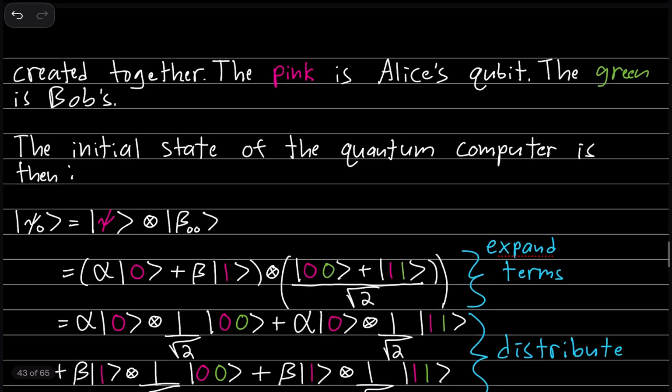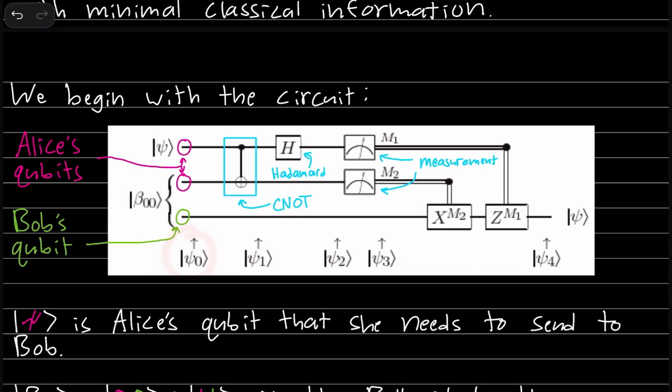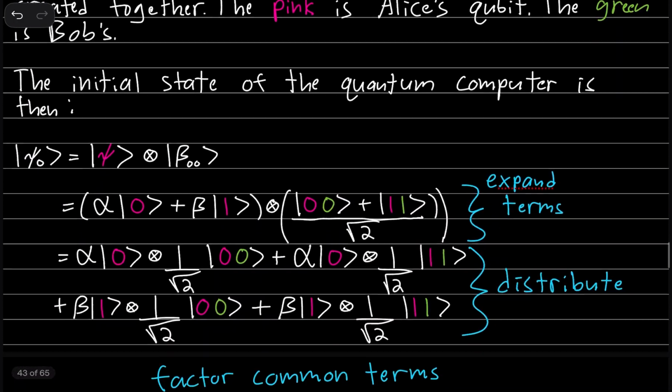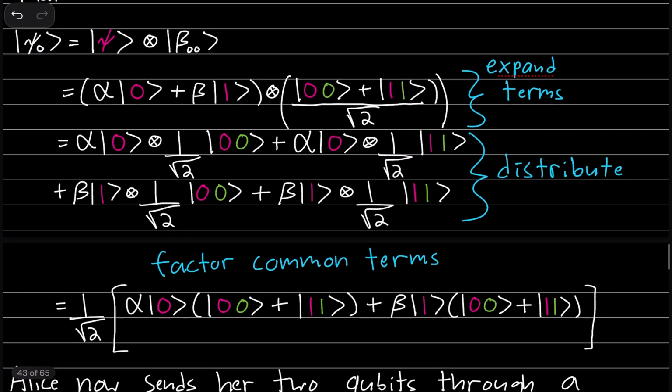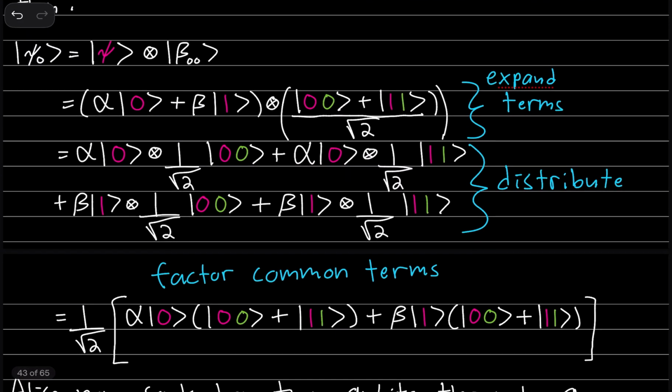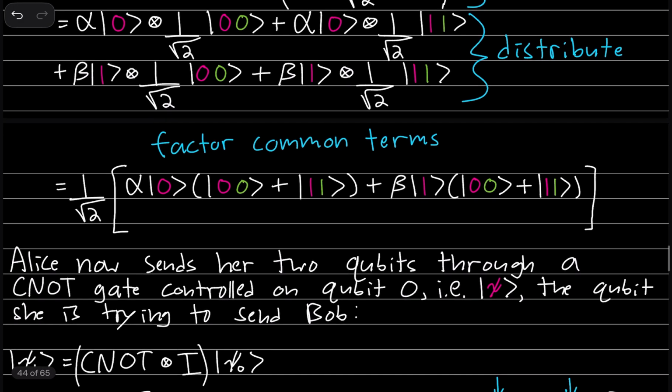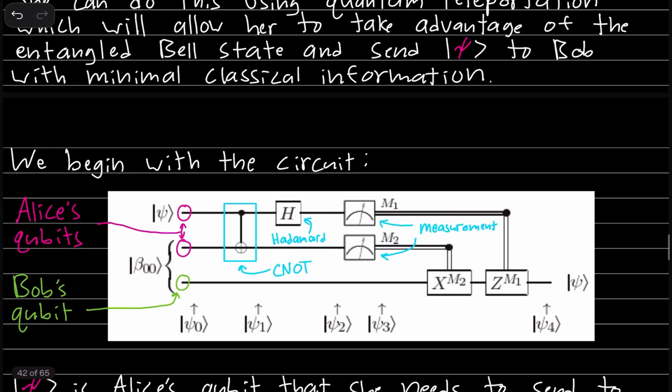So the initial state of the quantum computer, which is this right here, at this moment in time, is going to be ket psi tensor the Bell state. And if you want, you can pause here, but I'm just expanding and distributing to get it in this form here. And so now Alice is going to send her two qubits through a controlled NOT gate, which is going to be controlled on qubit 0. So that's exactly what this CNOT is here that we're doing now. So we're passing these two qubits through this CNOT that's controlled on wire 0. Target is wire 1.